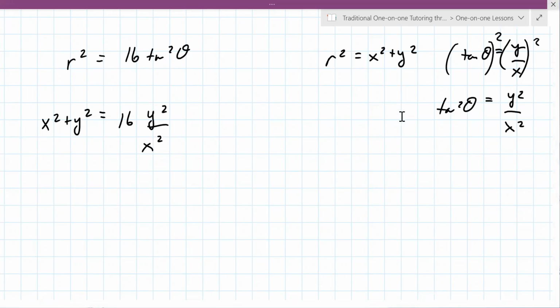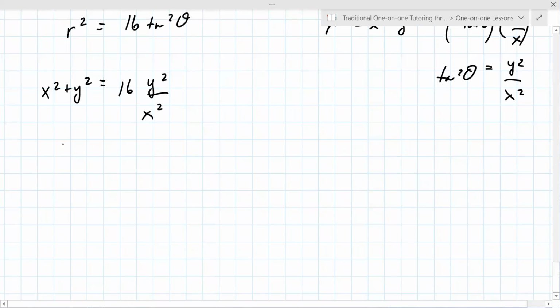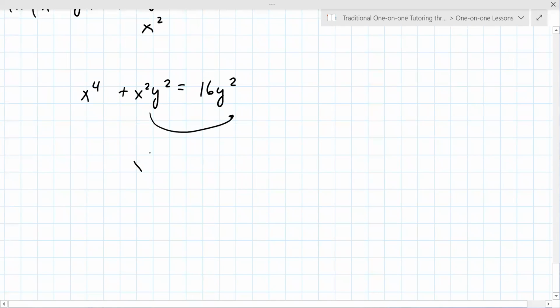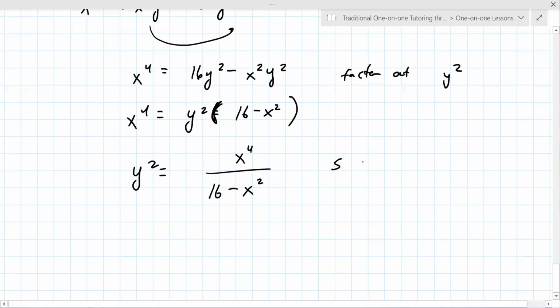y-ish. So remember the graph went both up and down. It went part up and part down. That's because it's so hard to solve for y here. So if you multiply both sides by x squared, you've got x to the fourth plus x squared y squared equals 16 y squared. Move this over here. So x to the fourth equals 16 y squared minus x squared y squared. Factor out y squared. So you get y squared, parentheses, 16 minus x squared. And then you just move that over. So you get y squared equals x to the fourth over 16 minus x squared. And that's your solution. I mean, that's it.